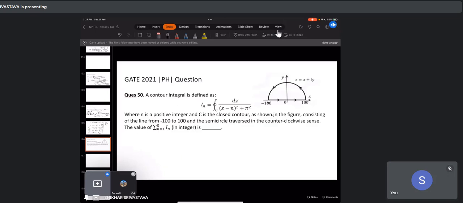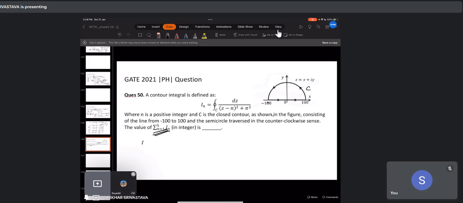Now another question which came in GATE 2021. I hope you must have solved it. The question is that there is a contour integral dz upon z minus n the whole square plus pi square, where n is some positive integer, and c is the closed contour as given in this diagram. It is going in the anti-clockwise direction, and the domain is minus 100 to plus 100 on the real axis, and it is a semicircle in the upper half plane. So what is the value of this integral? Summation n is equal to 1 to 5 I times n.